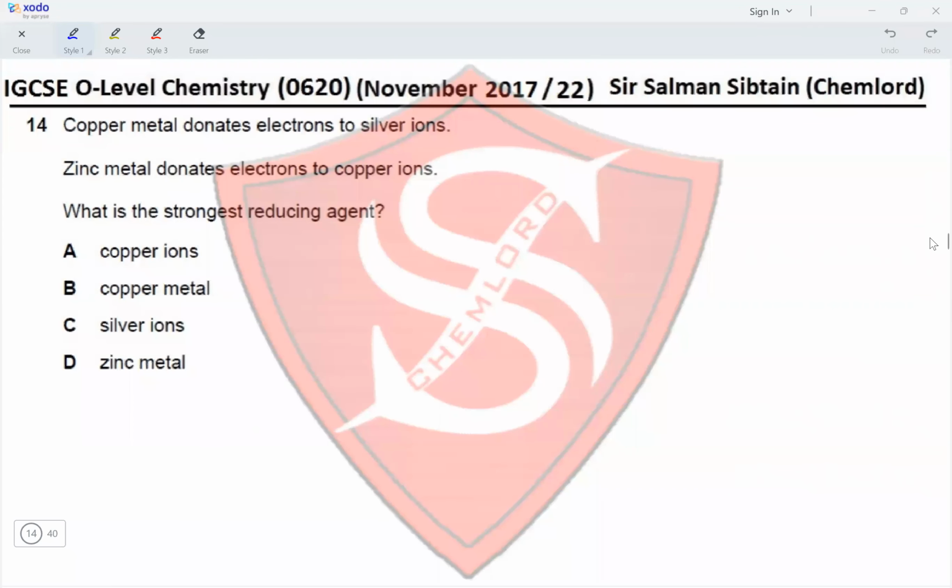Question 14. Copper metal donates electrons to silver ions. That means it reduces silver. Zinc metal donates electrons to copper ions. That means zinc reduces copper. So that makes zinc more reactive than copper, which is more reactive than silver.